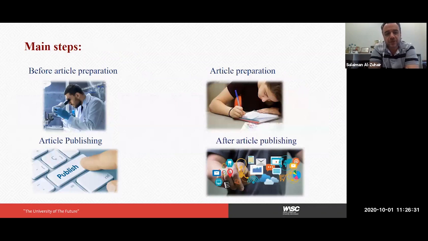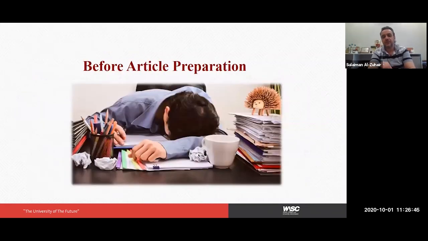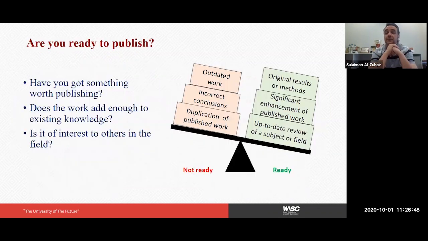So if I come to the preparation of the paper, I will go through 4 different steps: before article preparation, the article preparation itself, article publishing, and after article publishing. So before you prepare the article, you should always ask yourself, am I ready to publish? Do I have something worth publishing? Does the work add enough to existing knowledge, or do I still need to do more? Is this of interest to others in the field, or is it marginal, not very important? Should I invest time and effort in working on it or not? These questions should all be asked before you start thinking of publishing.